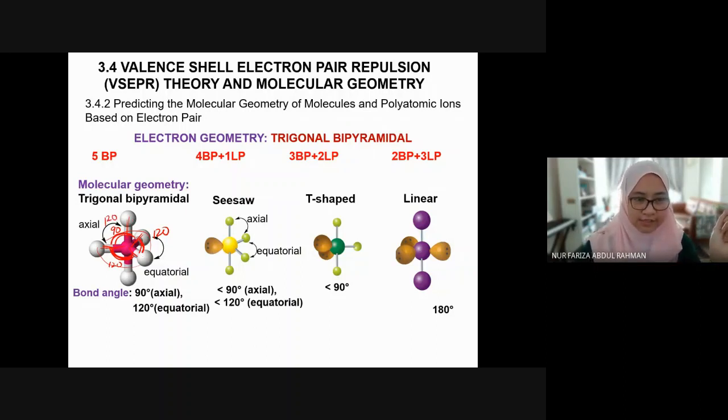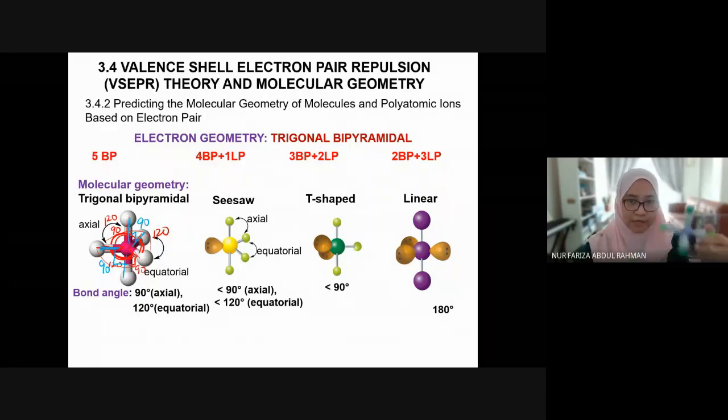Okay, so this one 90. Between equatorial and axial would be 90. So for this I use another color, right. You look dizzy already. So this equatorial with axial, this is 90. Okay, this one with axial and equatorial is also 90. Right? Okay, so imagine, we are done with all the bonding pairs, all the 5 bonding pairs for trigonal bipyramidal.